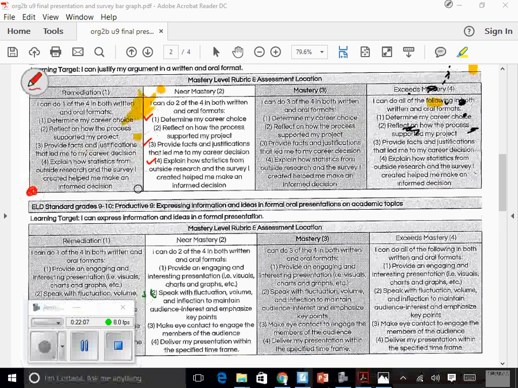The competitor is going to be the one that you're going to start comparing information so that when you write on this next sheet that I'm going to hand out to you, you recognize, oh, I see where Thompson's getting his information from. So, let me read what 1, 3, 4 is. 3, provide facts and justifications that led me to my career decision.